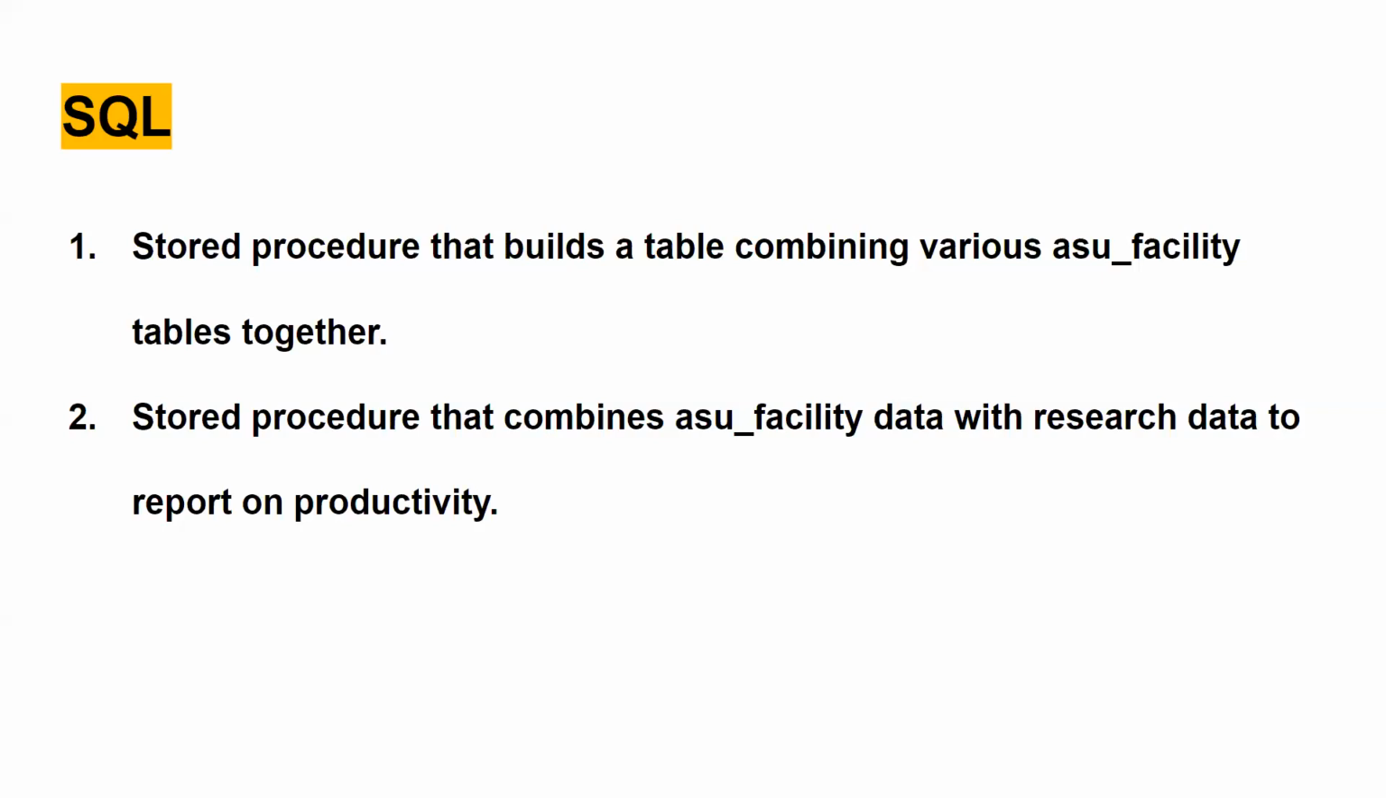So onto the SQL. We have a total of 3 stored procedures. The first stored procedure builds a table combining all of the ASU facility data together. It basically creates a wide table. I believe ET calls them enriched tables. You can think of it as a 1NF table. Basically, it's much easier for the team to query because they don't have to join all these different data sets together to create the table. So it's there. You just query one table, and then you have all the data you need for the facility information.